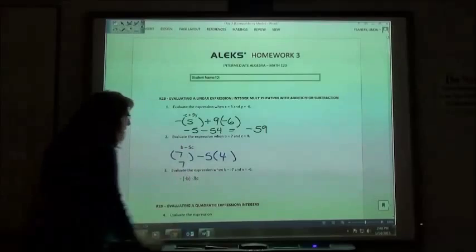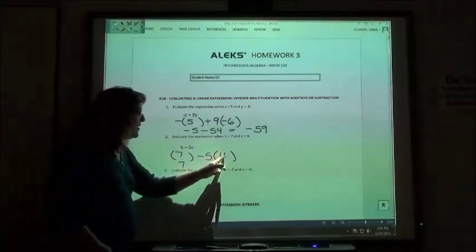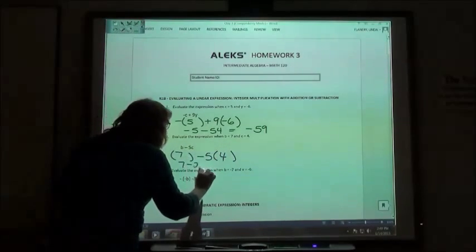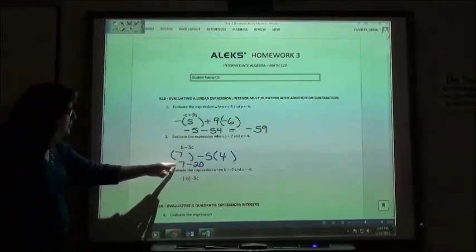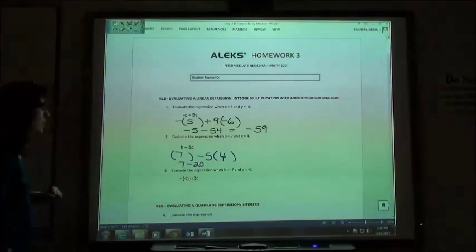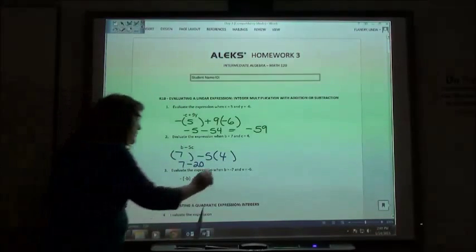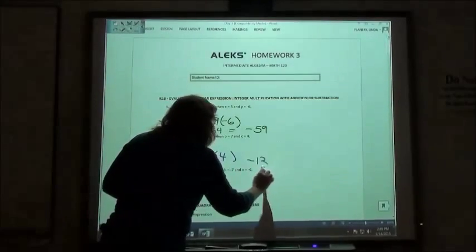That's going to stay 7. Negative 5 times 4 is going to give me minus 20. So I'm going to do 7 minus 20. My signs are opposite, so I'm going to subtract, and I'm going to get negative 13.